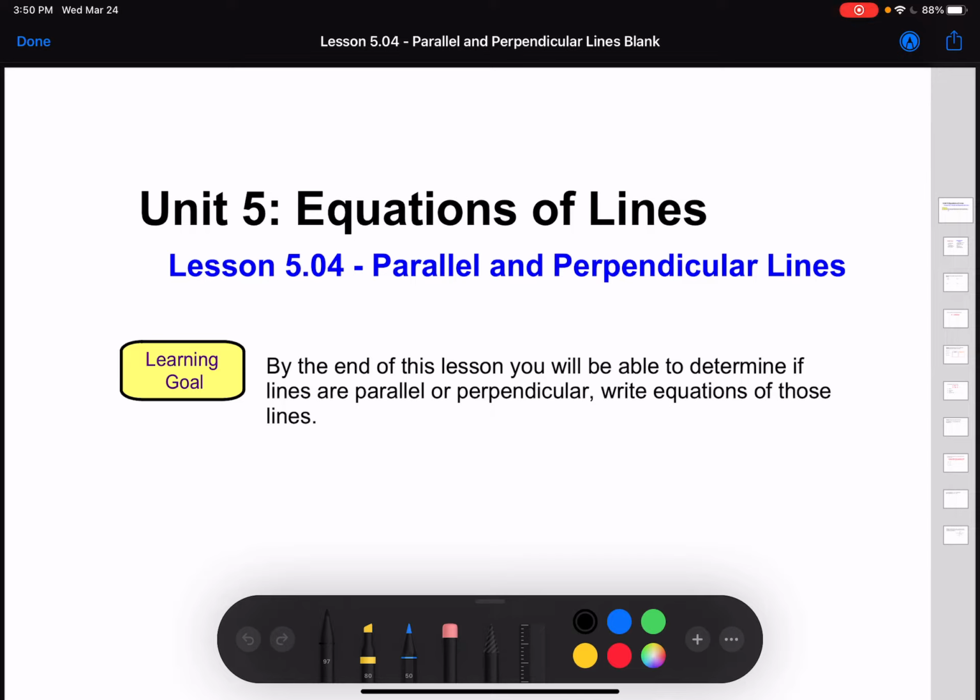By the end of this lesson in particular, we're going to determine if lines are parallel or perpendicular and be able to write equations based off that kind of information as well.